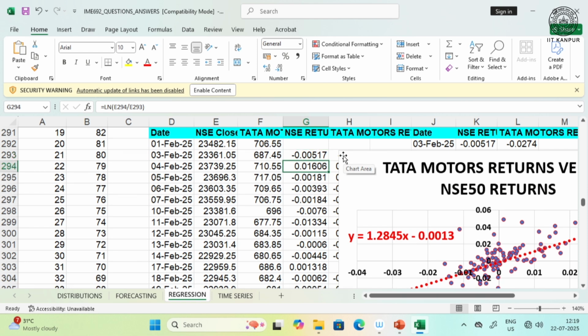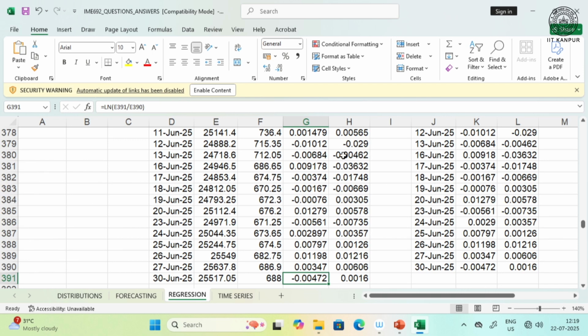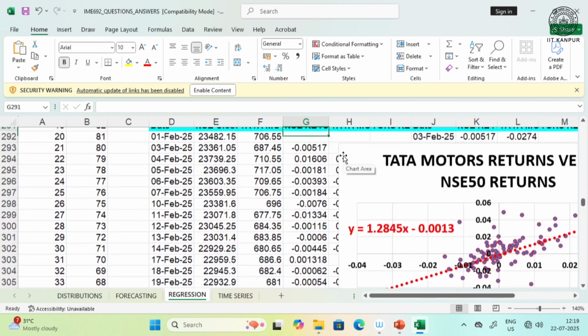G293. Similarly, if I go to the next value, it is the ratio of ln of 23739 in the numerator. Again, I am not reading the decimal, and in the denominator you have 23361. If I continue doing it, I have in the last cell the return which is given for the NSE for the 30th of June 2025.